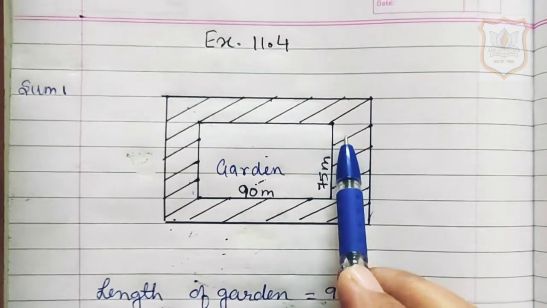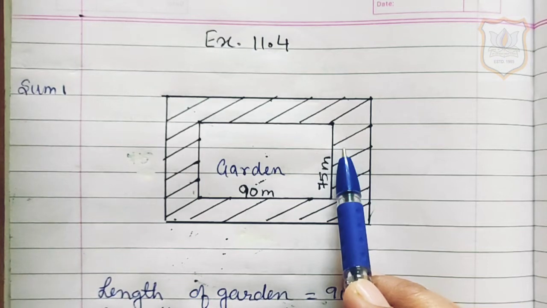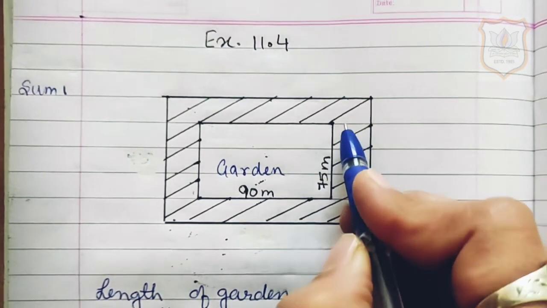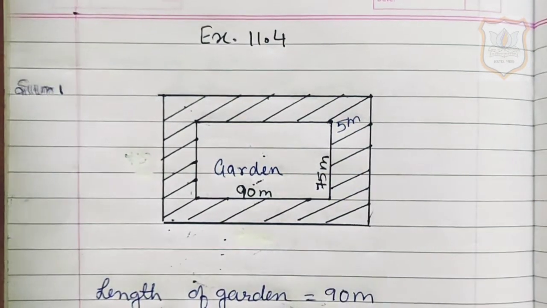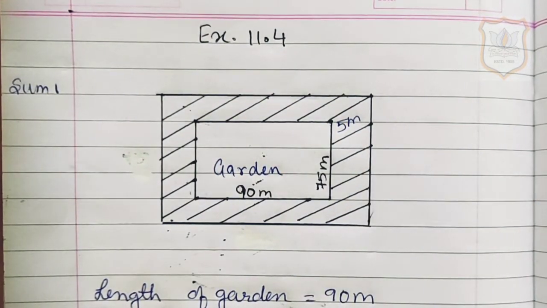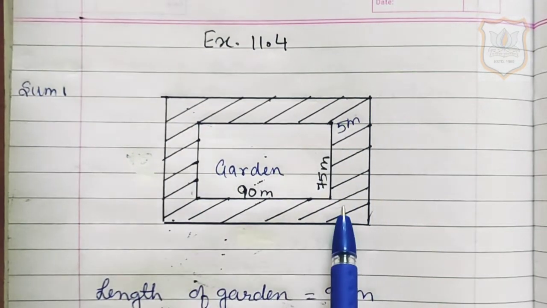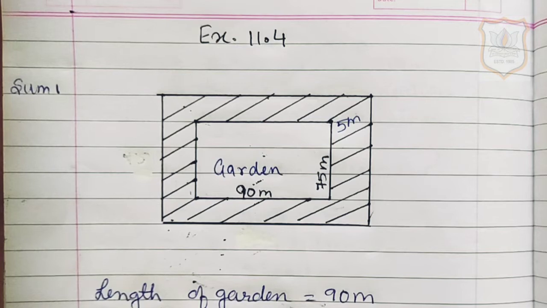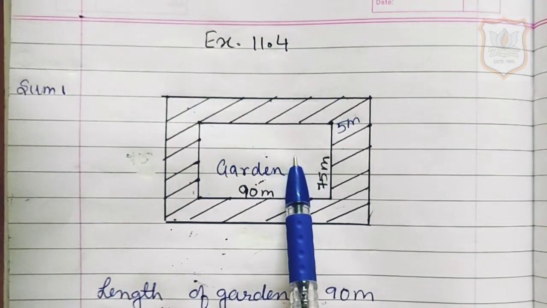Here outside the garden, a 5 meter wide path is to be built. Now find the area of the path. We have to find the area of this path and also find the area of the garden in hectare.